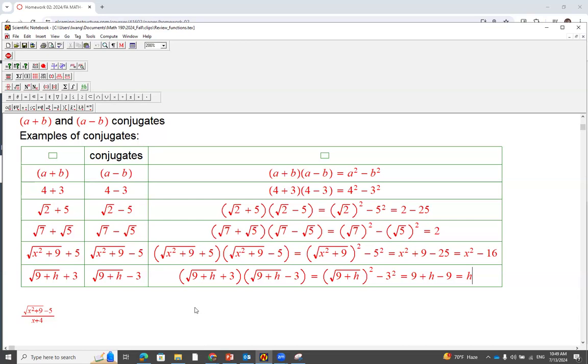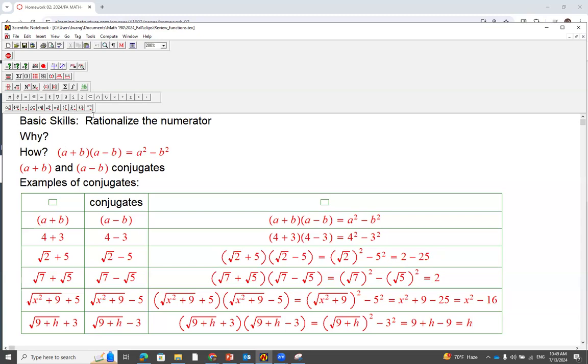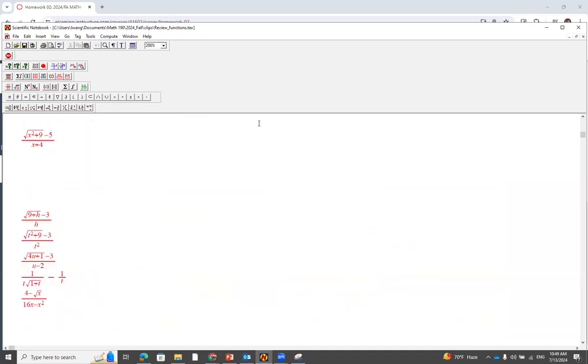And next, we're going to see how we use the properties of conjugates to rationalize the numerator. All right, so take the first example. We want to rationalize the numerator, so we want to get rid of the radicals in the numerator. One thing we can do is multiply by 1.